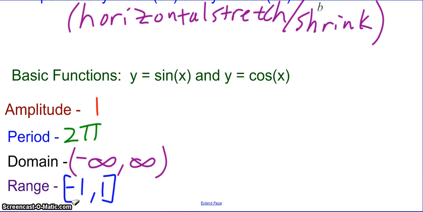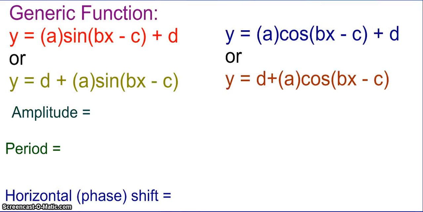And so if we think about that picture of that graph again, it just cycles between -1 and 1. Okay, let's expand this generic function a little bit further to include shifting. So if I have y equals a sine of bx minus c and then plus d, the d can go in front, that's the same thing.